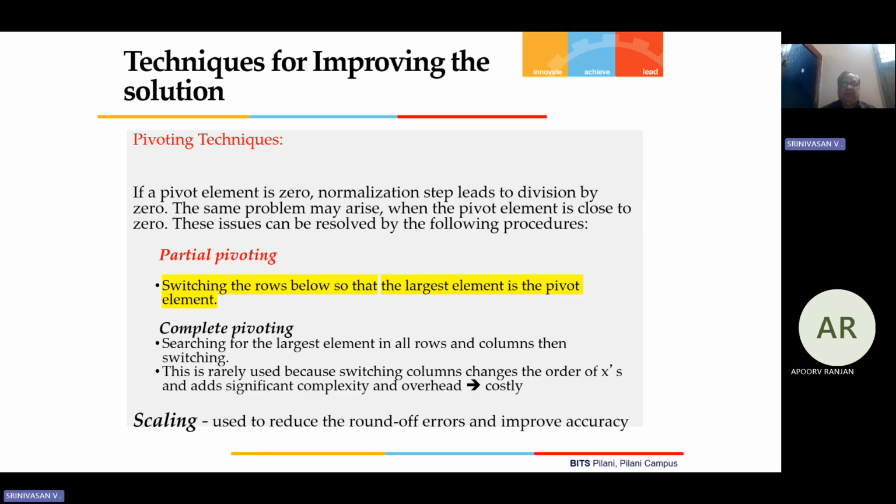What is complete pivoting? Searching for the largest element in all rows and columns, then switching. This is rarely used because switching columns changes the order of access and adds significant complexity and overhead, which is costly. Therefore, we don't resort to complete pivoting at all. Scaling is used to reduce the round off errors and improve accuracy. Anyway, we will not be resorting to these two. We will be concentrating on partial pivoting, which is of great interest.